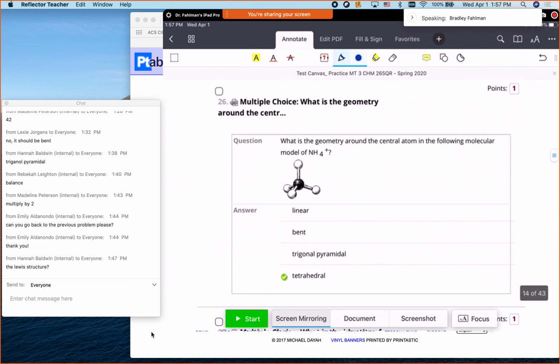Geometry for this one, ammonium. This is the ammonium ion. And this one, you've got a total of 9, so 8 valence electrons. Okay, so you've got that.